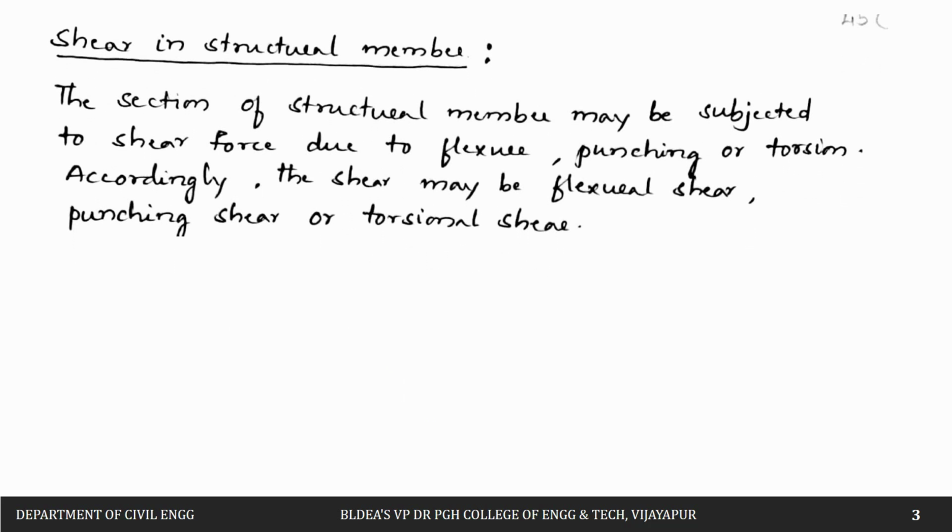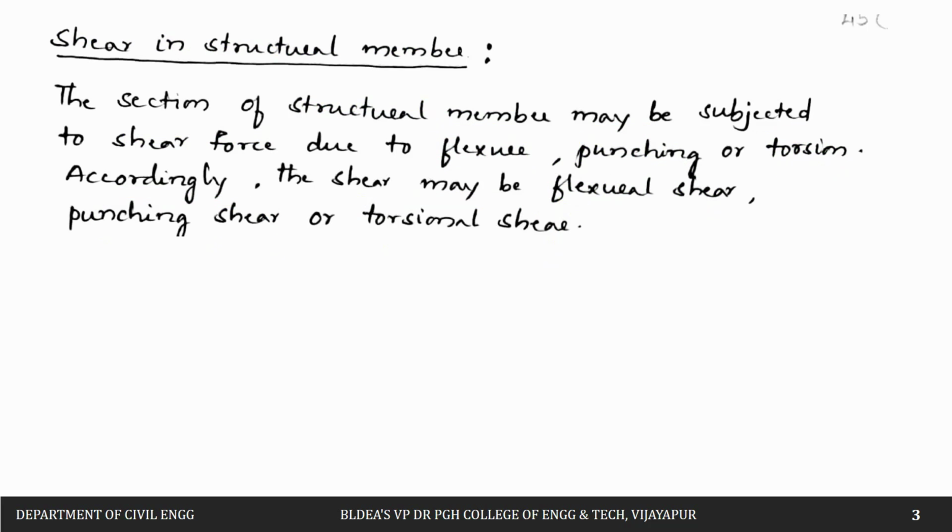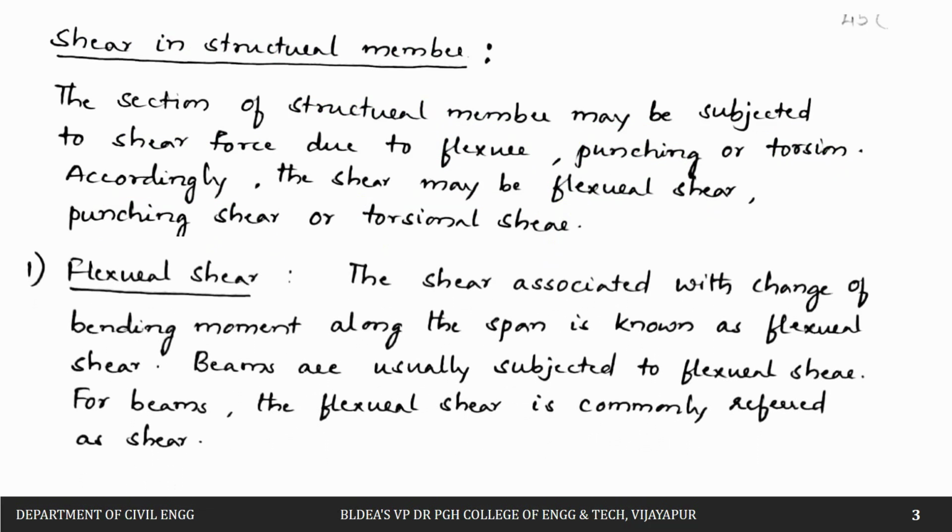Next, let us see shear in the structural member. The structural member may be subjected to shear force due to either flexure, punching or torsion. Accordingly it is classified as flexural shear, due to flexure; punching shear, due to punching; and torsional shear, due to torsion. Now let us see one by one what these mean.